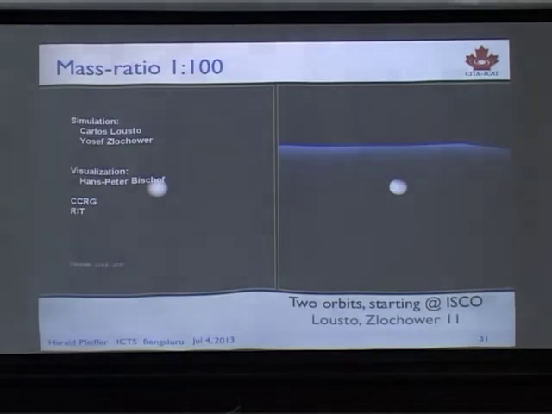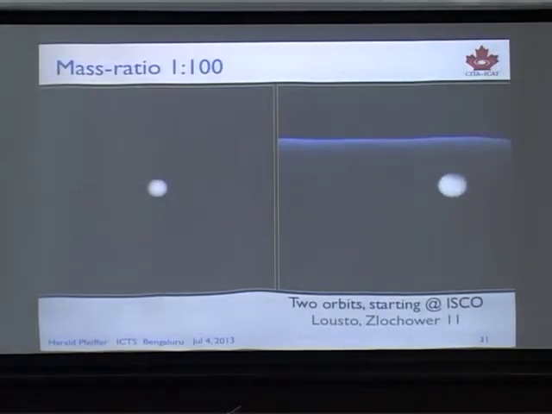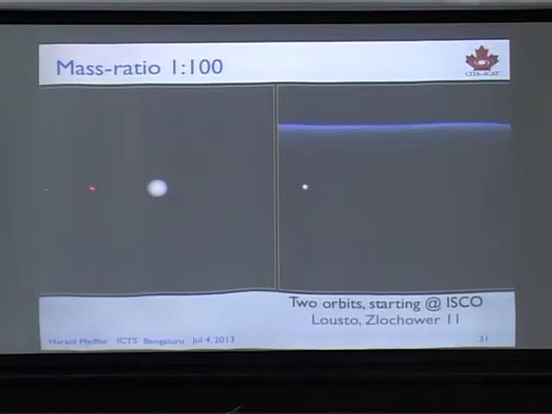What's the difference between left and right? 2 different camera points of view. This is more 3D-ish, and this is a top-down view.